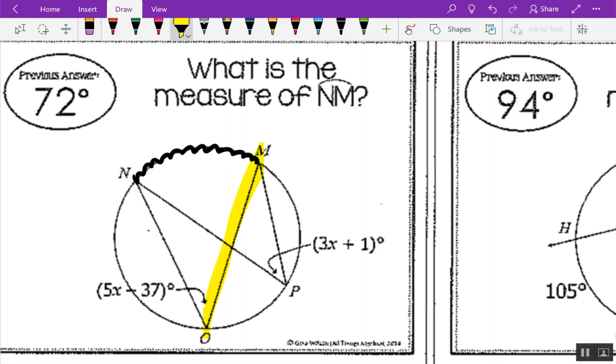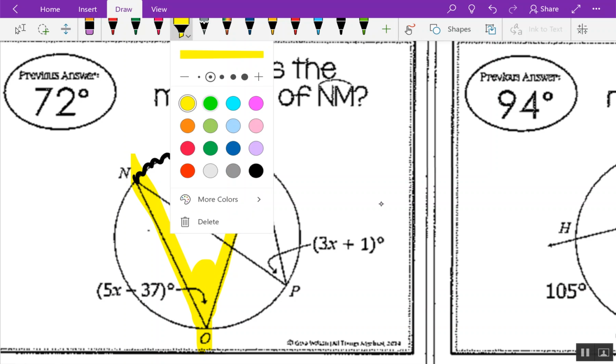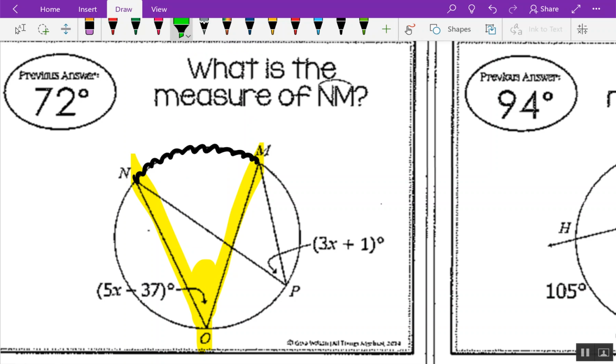This arc has this inscribed angle. Do we agree? It also has this inscribed angle. Do we agree? Well, guess what? Since they have the same arc, those angles are going to be the same value. Yes or no? Yes, because it's going to be that arc divided by 2.